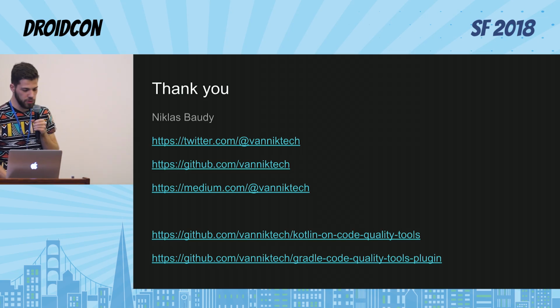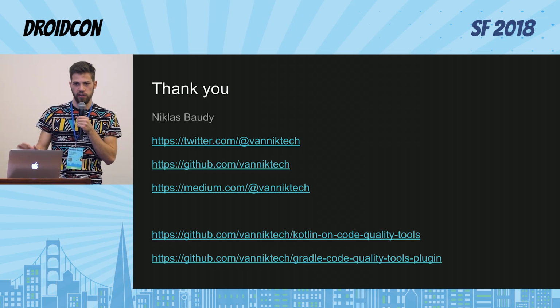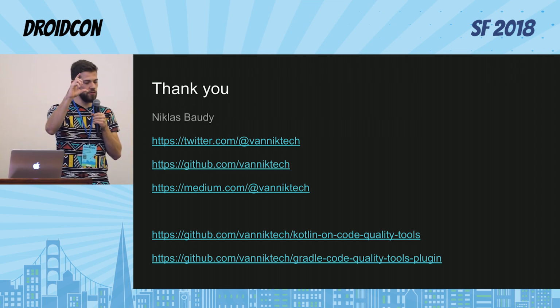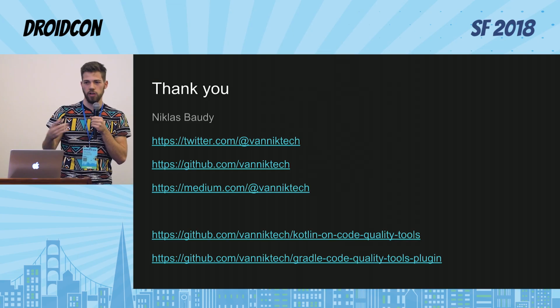Okay, so the question was about performance. How did you go and compare? Lint and Detekt are super fast because they don't compile the code. They take the code, convert it into the syntax tree, and then they run on it.